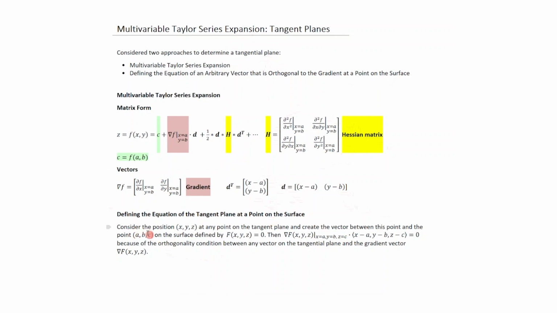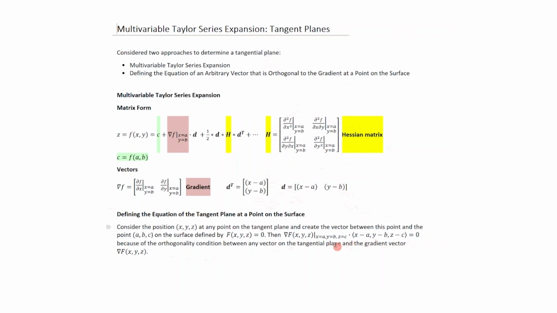and so this basically would be a matter of just considering position x, y, z at any point on the tangent plane and creating the vector between this point and the point a, b, c on the surface defined by f(x, y, z) equals 0. This is just written here in implicit form. Then the gradient vector dot x minus a, y minus b, z minus c. So this is an arbitrary vector, which has its tail positioned at the point of interest on the surface. This is perpendicular to the surface at the given point, x equals a, y equals b, and z equals c.